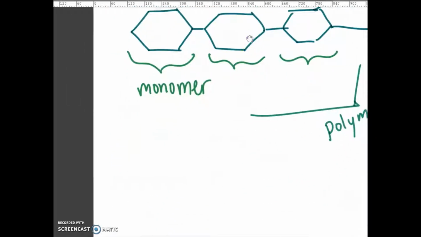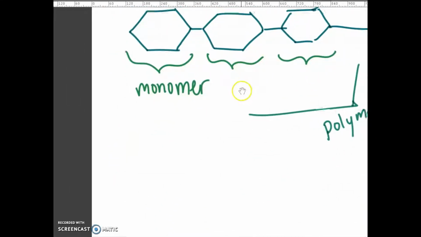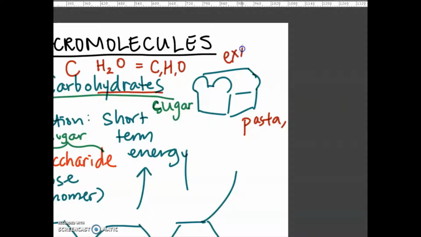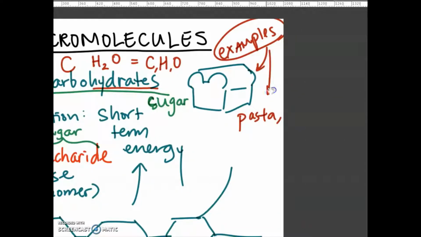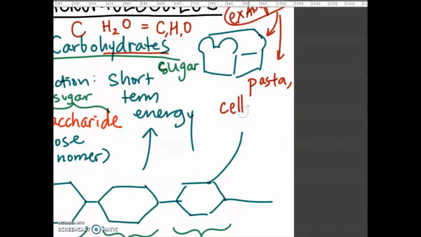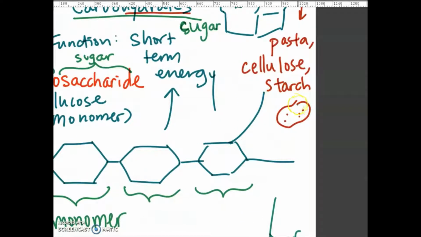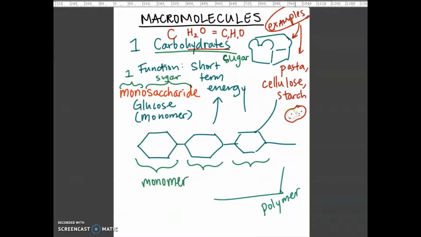Some more examples of carbohydrates you might find are things like bread, pasta, and we also have cellulose, which is a biological example. We also have things like starch. This is the thing that makes your potatoes white and kind of floury on the inside. That's the starch.